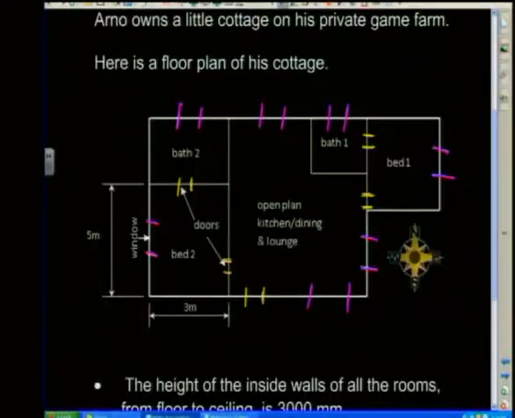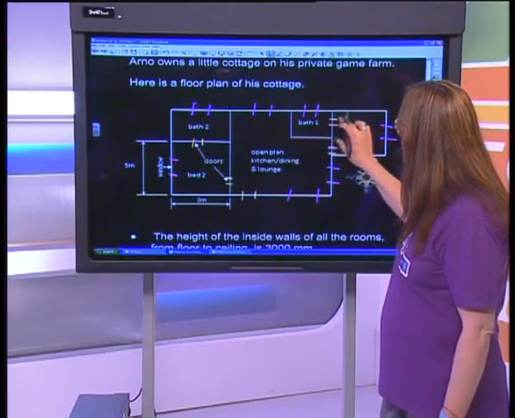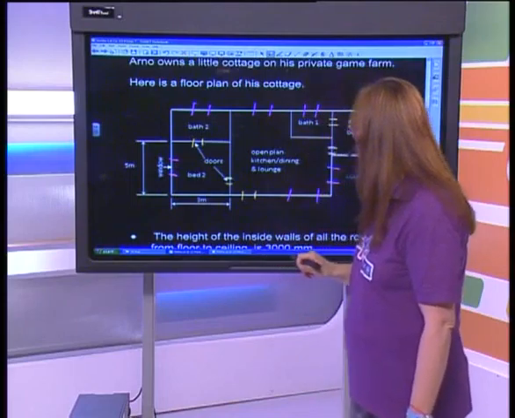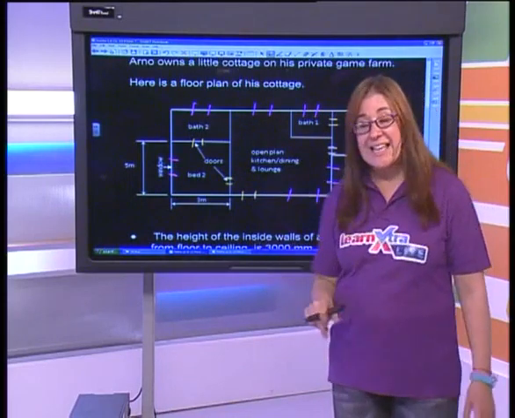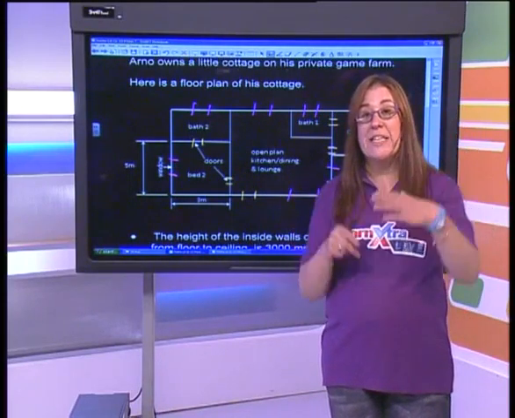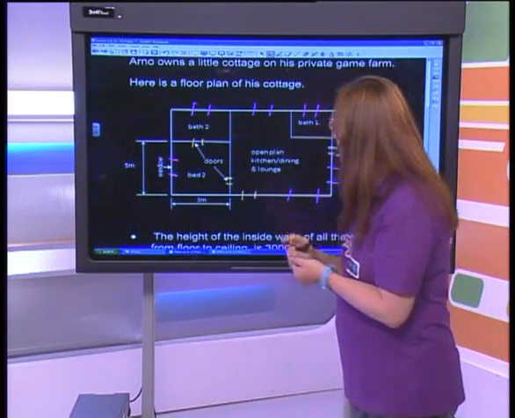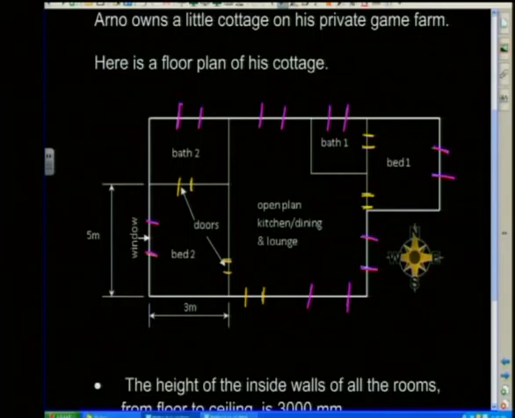How many bedrooms have we got? We've got one bedroom there and one bedroom there, so we've got 2 bedrooms. We've got 2 bathrooms. This bathroom's leading off the bedroom, and that bathroom's leading off the bedroom. So I can't access the bathroom unless I go through the bedroom, which is quite an interesting fact. And then it does give us measurements. So let's see what else it says.